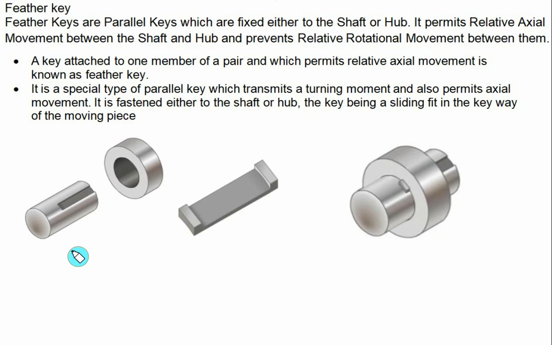It is fastened either to the shaft or to the hub, and the key is a sliding fit in the keyway of the moving piece. Sometimes the feather key is screwed to the shaft, or sometimes double jib heads are provided on the feather key. The proportions of the feather key are the same as the rectangular sunk key and the jib head key. So the dimensions are the same as the jib head key and the rectangular sunk key.